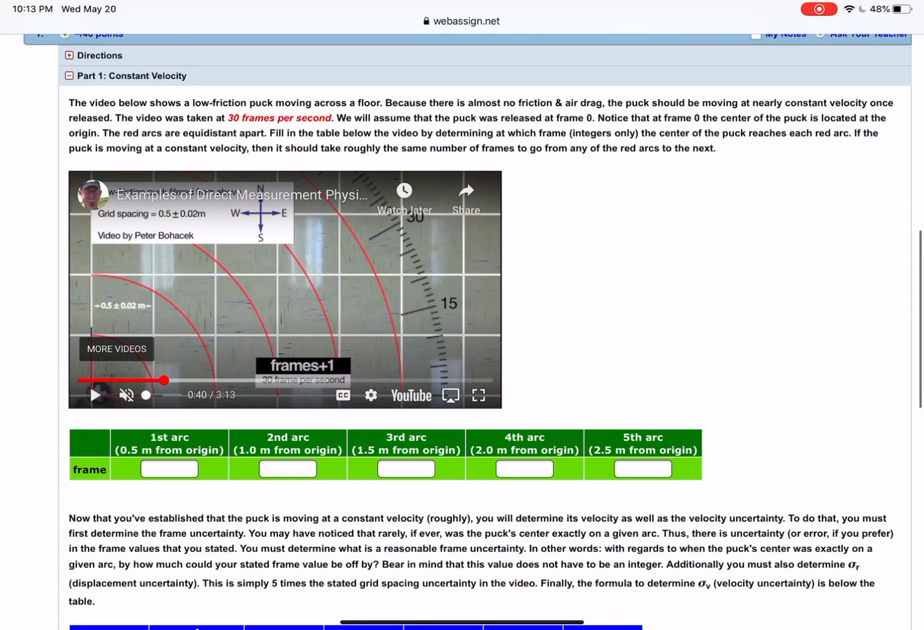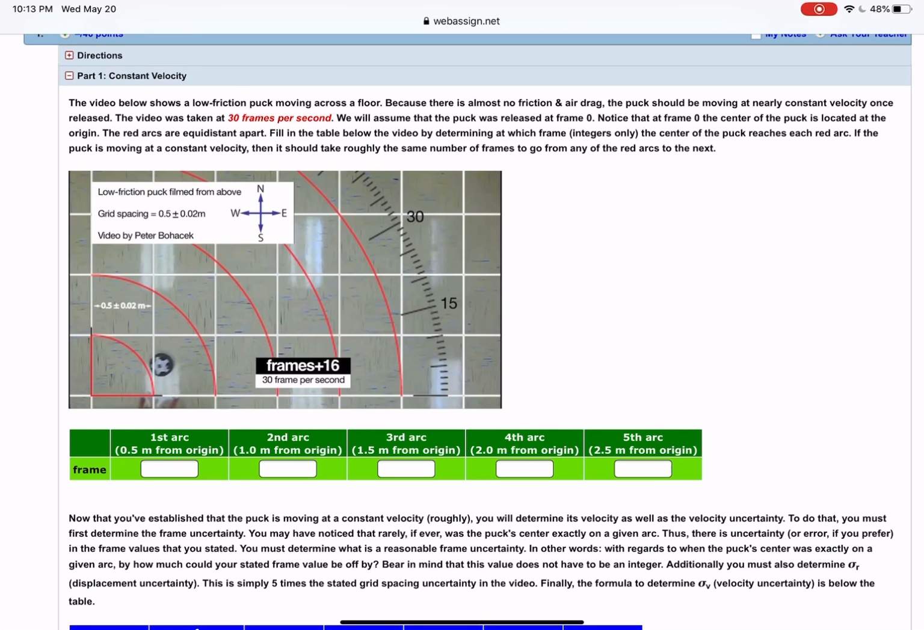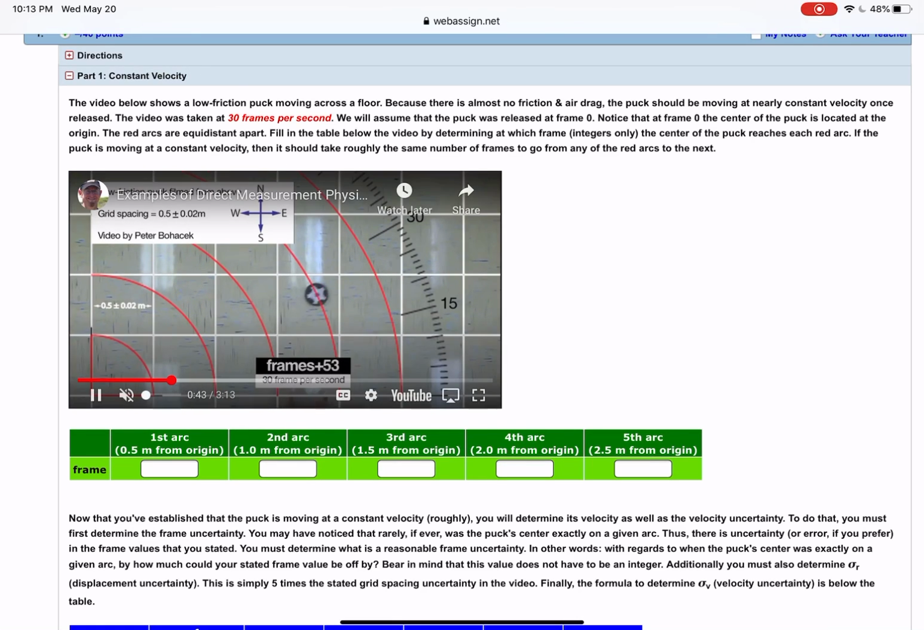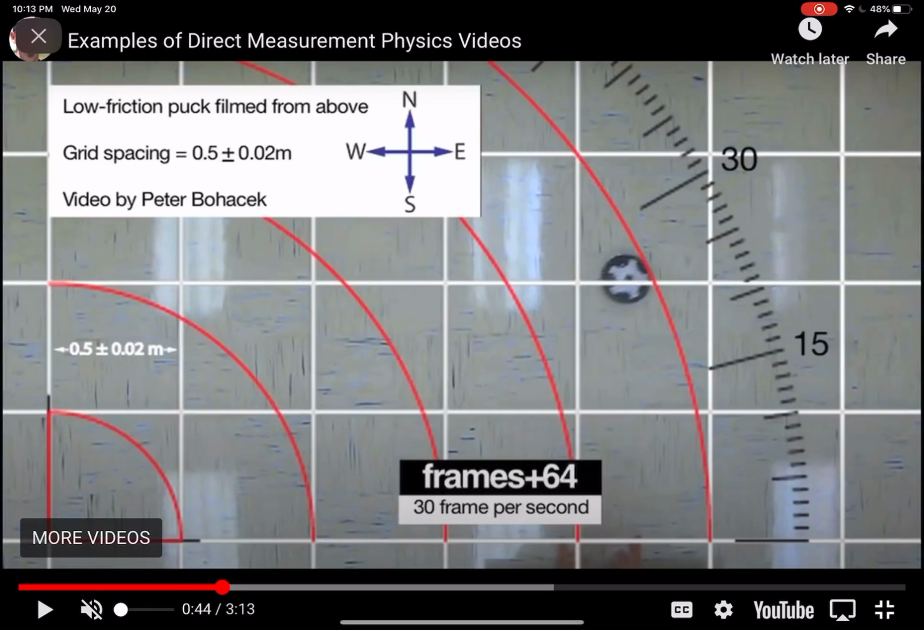So here's part one. And in the video here, you can see there goes the puck. It's going down. And these arcs that you see here, let me make this a little bigger. These arcs are all 0.5 meters apart. And so you want to note at which frame the puck, the center of the puck, hits these arcs. Okay, now the frame count, at frame 0, the puck is at the origin.